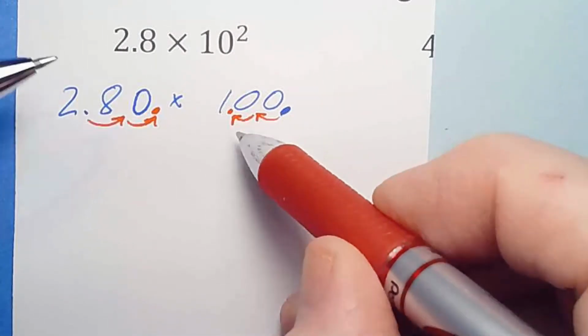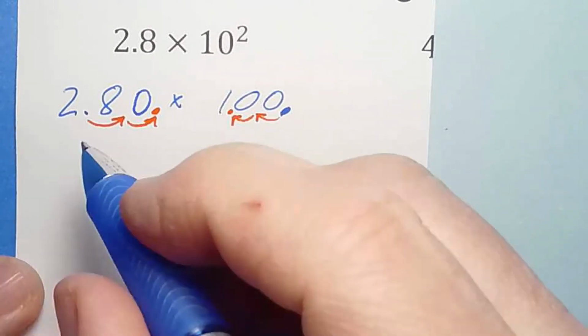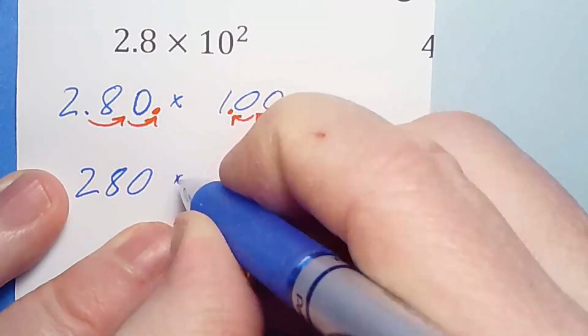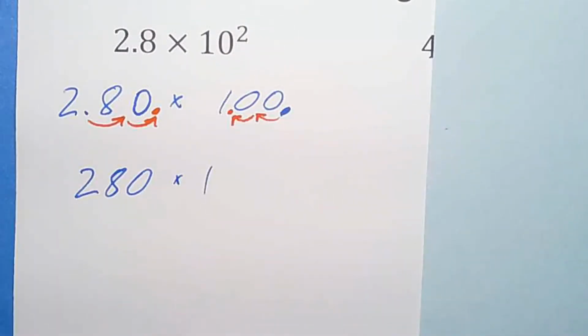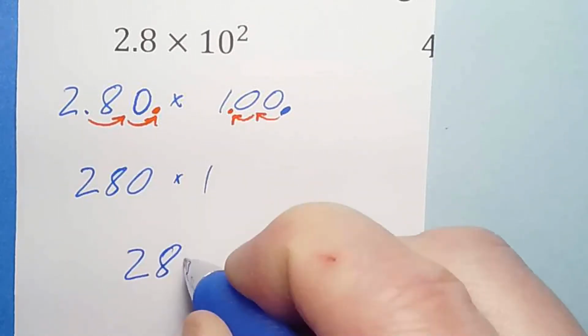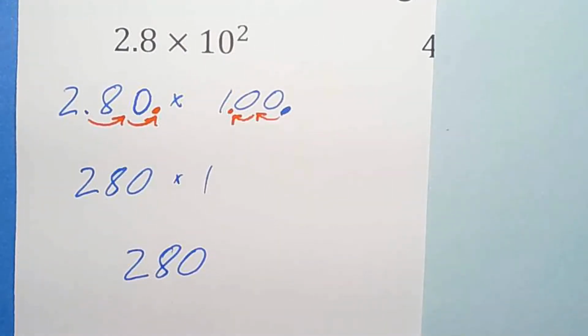So good, I moved it in, ready? 1, 2. Okay, now let's rewrite that. It's getting a little messy there. So this is like saying 280 times 1, isn't it? Well, we wouldn't say 280 times 1. We're just going to write that as 280. All right, I converted from scientific notation to standard notation.